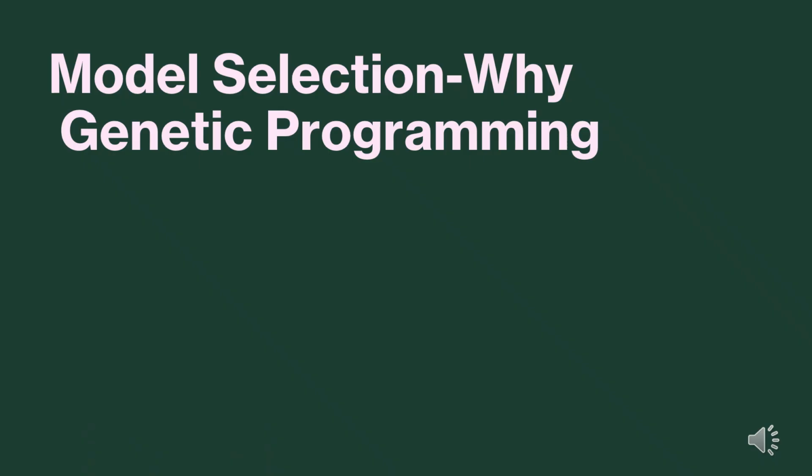Now the question is, why genetic programming? For model selection, we chose genetic programming particularly because of its flexibility and its ability to evolve mathematical expressions automatically. GP is particularly powerful when the relationships between features are complex or nonlinear, and when we want the final model to be interpretable. In other words, we are not just training another black box classifier. We are evolving a symbolic formula that we can actually inspect and analyze.